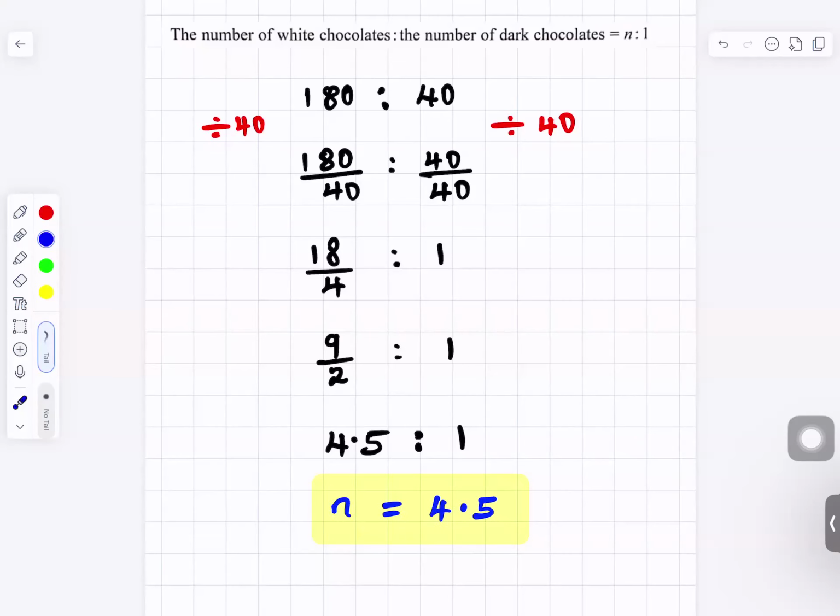So the number of white chocolates to the number of dark chocolates: we have 180 for white and 40 for dark. Since you want the second to be 1, you divide the left side by 40 and the right side by 40. 40 divided by 40 is 1. 180 divided by 40: you can simplify by crossing out the zeros first, then half of 18 is 9, half of 4 is 2, and 9 divided by 2 is 4.5. So n is 4.5.